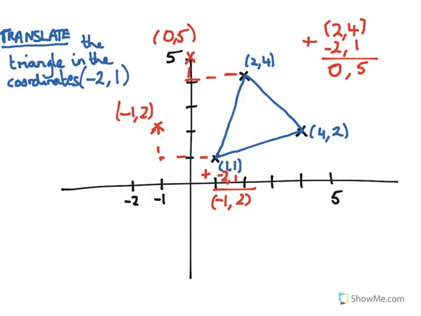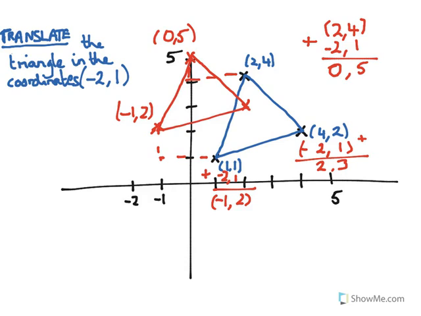Same thing with our last point then, 4, 2. We're going to move our point -2 in the x and 1 in the y. And we add these coordinates together. 4 minus 2 is going to give us 2, and 2 plus 1 is going to give us 3. So our coordinate will be 2 in the x and 3 in the y, and that will be here.